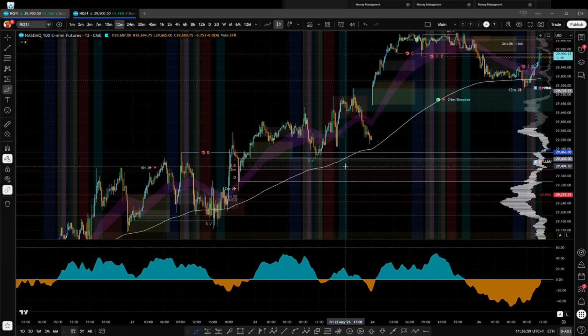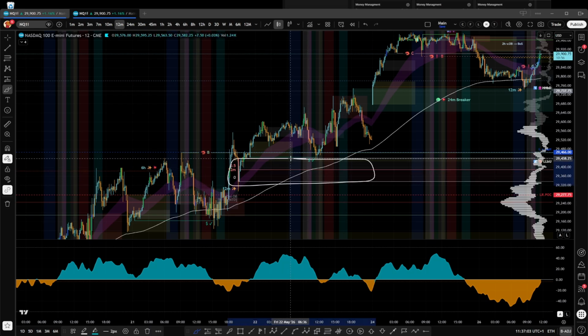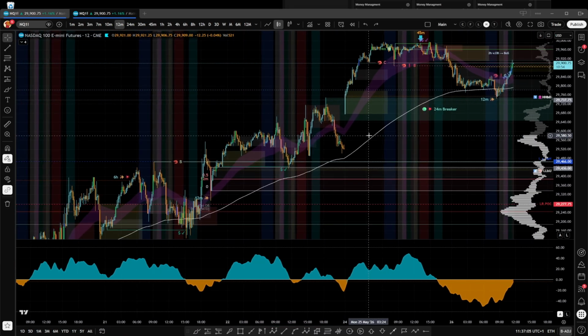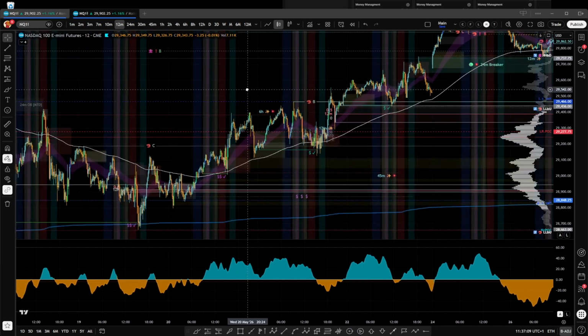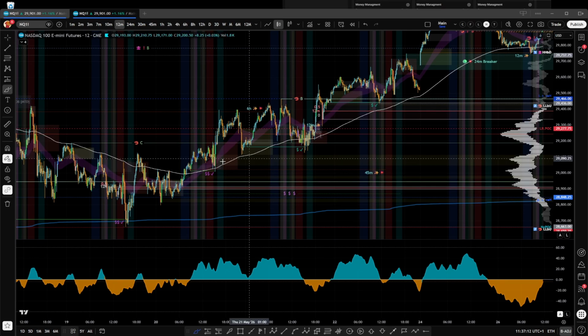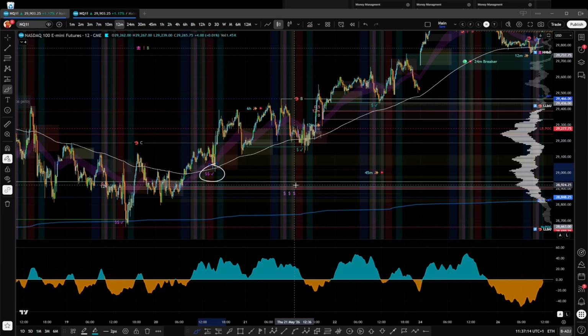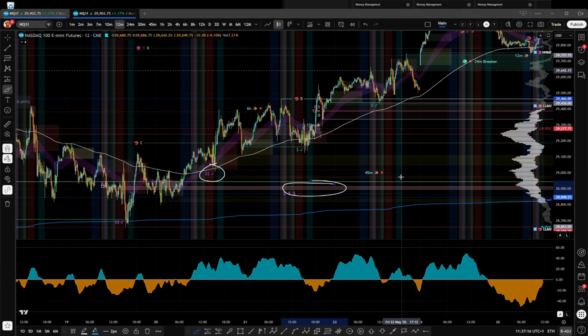We have a little zone, 29,392. I like this area for a long, perhaps, if we come into it nicely. But other than that, I would say definitely breaking this low and not getting absorption around here.